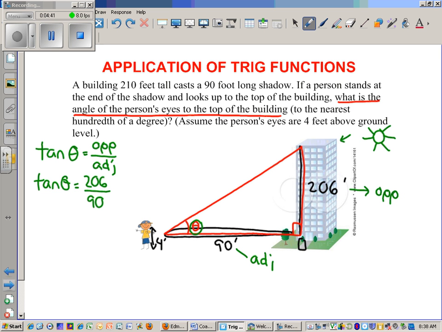We want to get rid of the tangent. What we can't do is simply divide by tangent. We need to do its inverse. So the way it works out here is we have theta is the inverse tangent of 206 over 90. We want to undo the tangent function, and undoing here is the inverse. And this is where we use our old friend, the graphing calculator, and we locate the inverse tangent button, which is usually a shift button above the tangent. So we do the inverse tangent of 206 over 90, and we'll find, based on that, that theta is about 66 degrees, which means that right here we're looking up at the top of the building at a 66-degree angle.